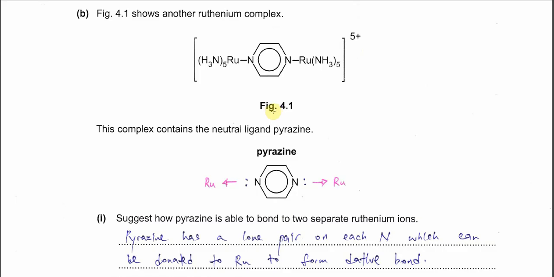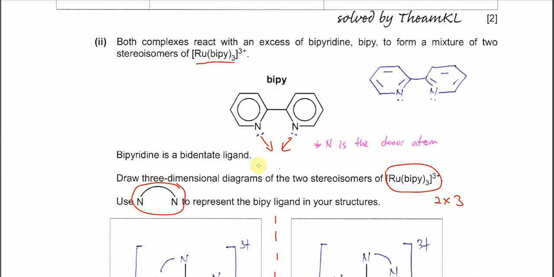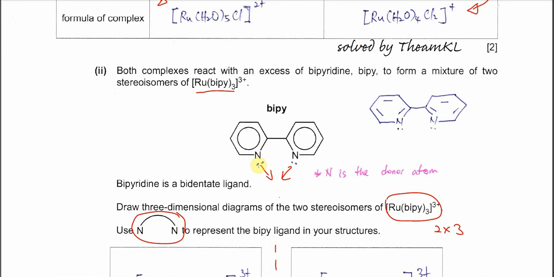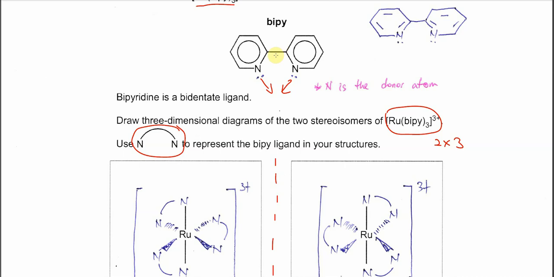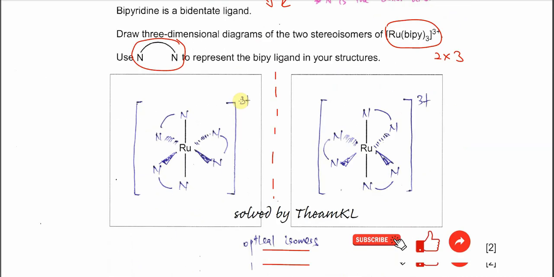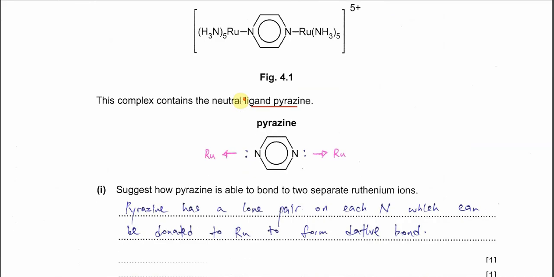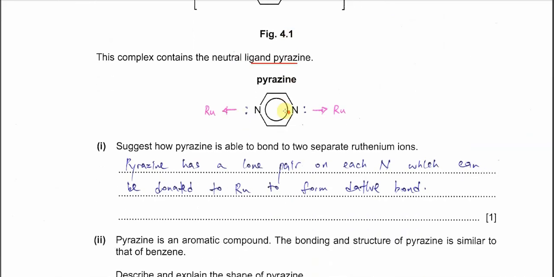Okay, this complex contains a neutral ligand, this pyrazine. So this one is slightly different from the previous bidentate ligand. Just now the position of the N is like this, right? So slightly different. There were 2 rings there, right? But for this pyrazine, it has 1 ring on it, but the nitrogens now are at the 1,4 position here. Okay, 1, 2, 3, 4.